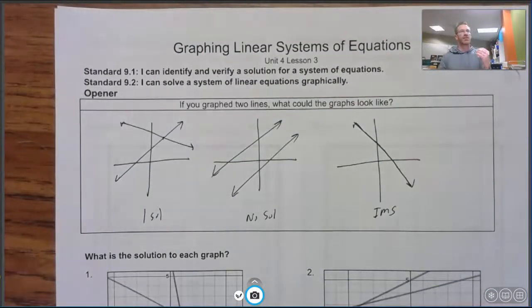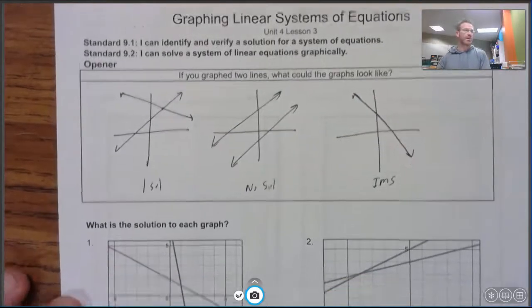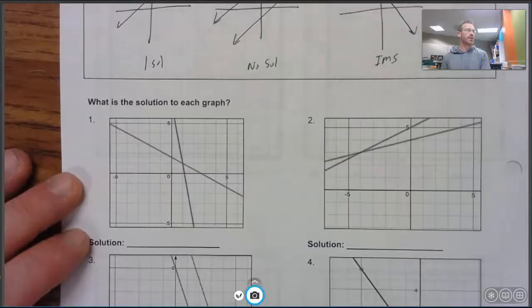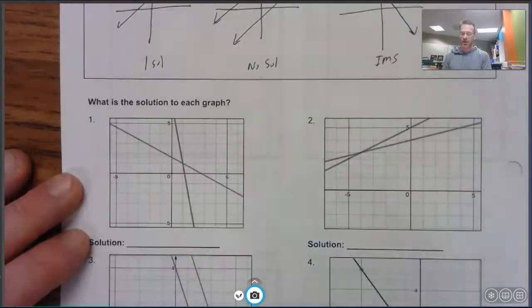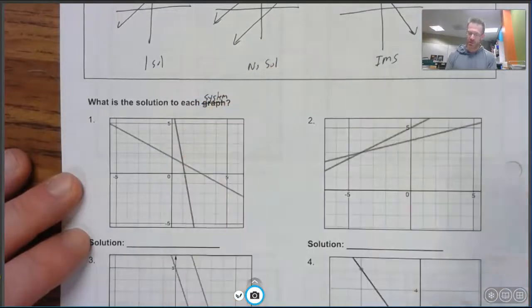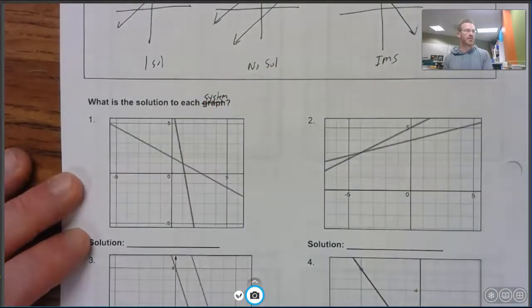So it's very, very good for you to understand that and know what to expect. All right, because if you know what to expect, that helps you self-check your work as you progress through it. All right, so now let's just go ahead and look at some visual examples with graphs already completed for us. So when you look at number one, what is the solution to that graph, or to, it really should say to each system? So what's the solution to each system?